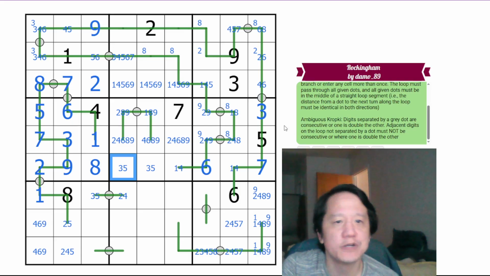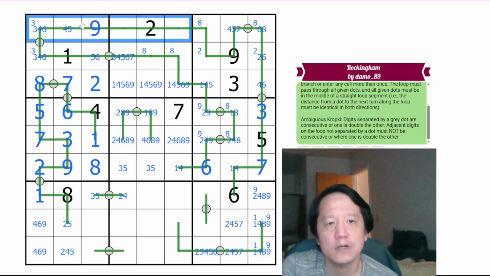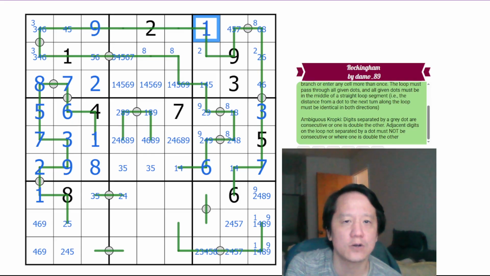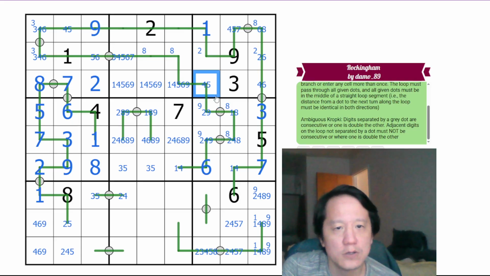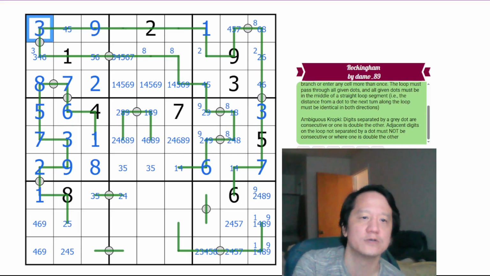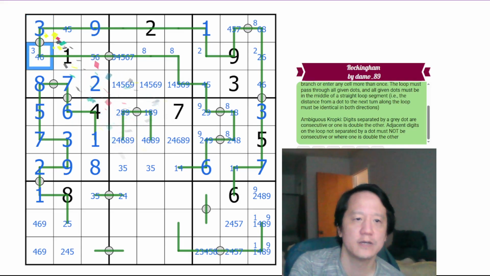One. Where can 1 appear in row 1? Cannot be next to the 2 because there's no gray dots between them. So 1 has to be here, which means this can't be 1 here. 1 has to be one of these 3. Where's 3 in row 1? Can't be any of these digits because it would be consecutive with the 2. And there's no gray dot between them, so it has to be here. So that's 3. This can't be 3.